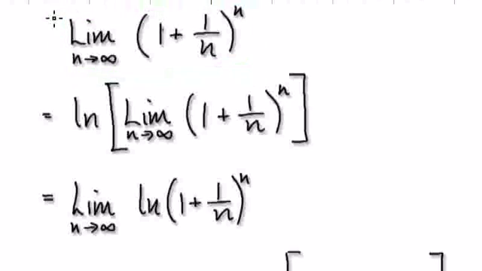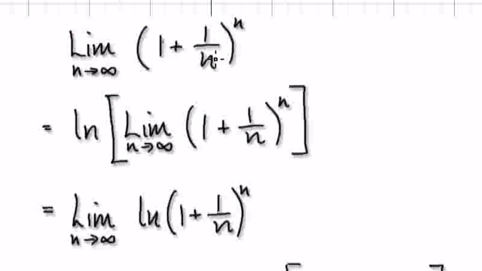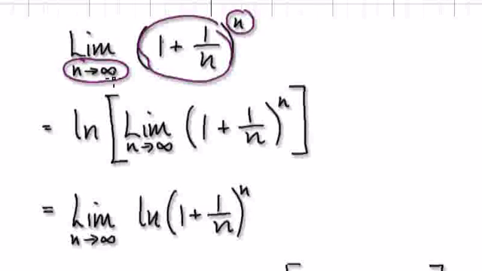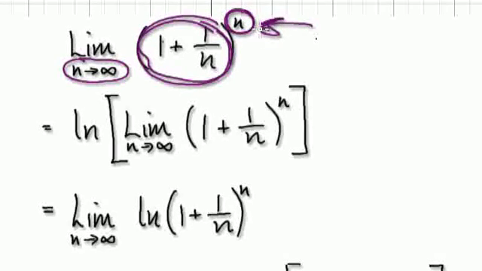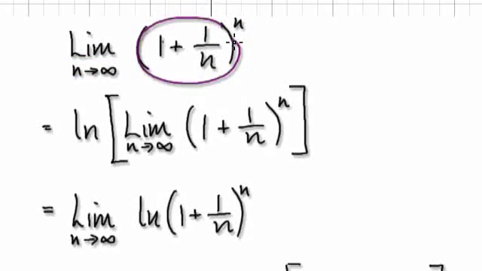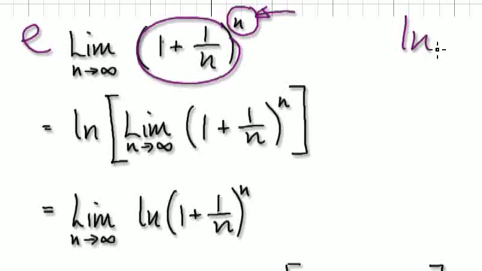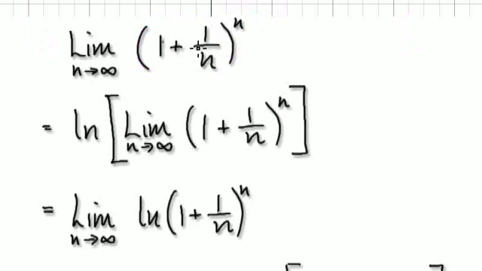Now whenever you have something to the power of something that's moving, so in this case n is moving towards infinity, where the exponent here is moving, then consider using e and the natural log. So in this case, let's use the natural log. So natural log the whole thing.